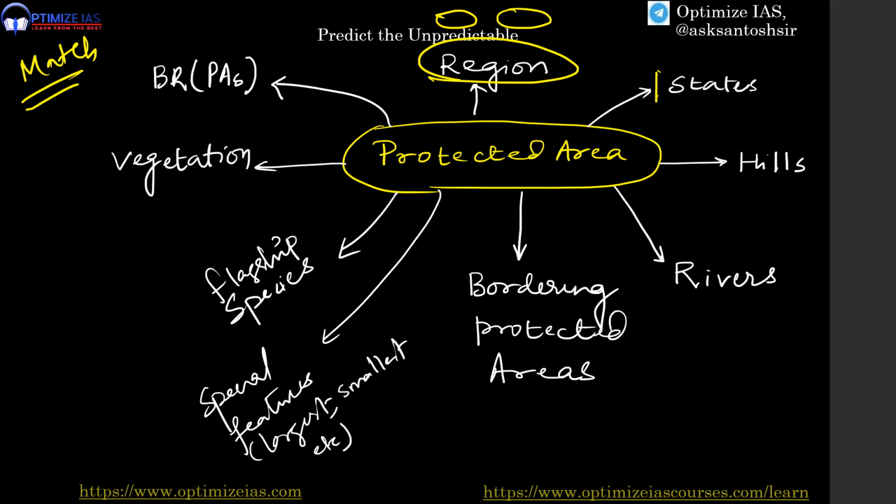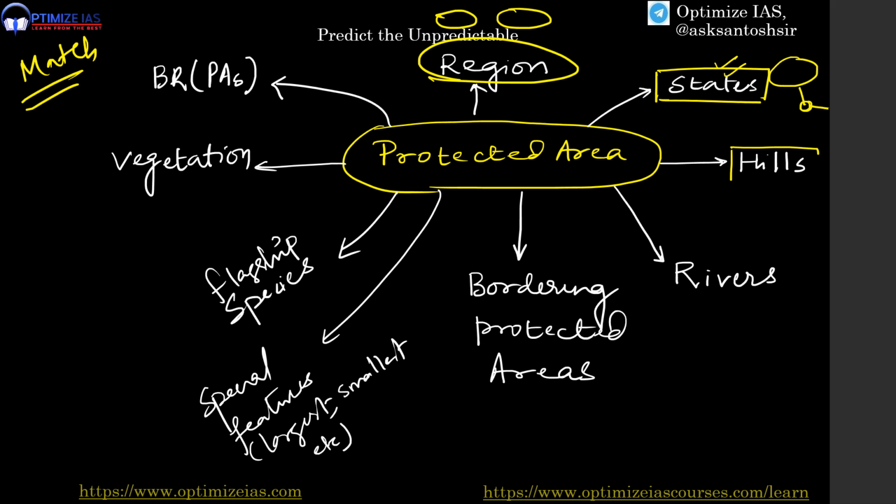Next, they are going to ask you where that protected area is situated, in which state or states, because there are some protected areas which are there in 2 or 3 states. So you should know that. Particularly, they can ask you about some protected areas which are there in the tri-junction of Karnataka, Tamil Nadu, etc. Such kinds of questions are very popular in the UPSC.